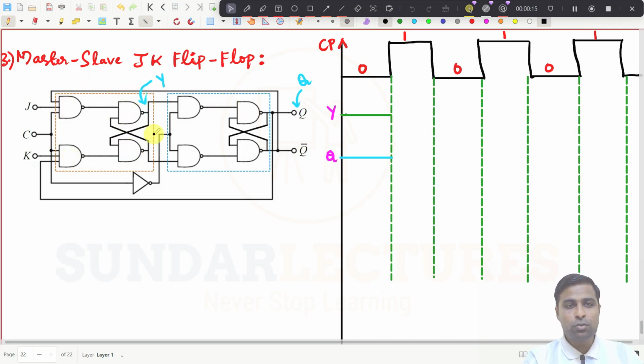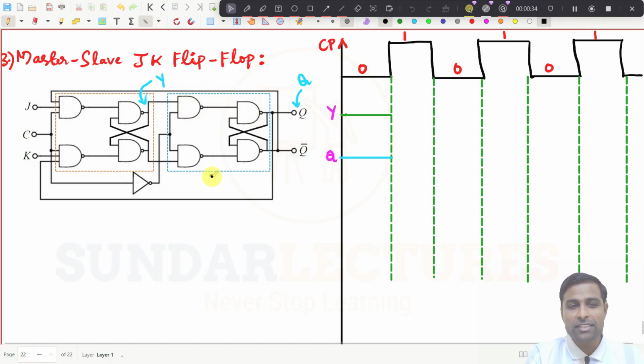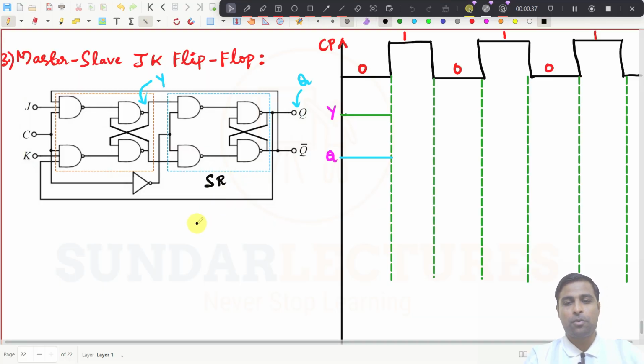See here, this is one JK flip flop. This is another flip flop. Try to understand. This second one is not another JK flip flop. Maybe you can take this as an SR flip flop because you are not getting the feedback, right? So you take this as an SR flip flop also. In the master slave, the master is JK and the slave is an SR flip flop. You can avoid the race around condition by using this type of design, right?